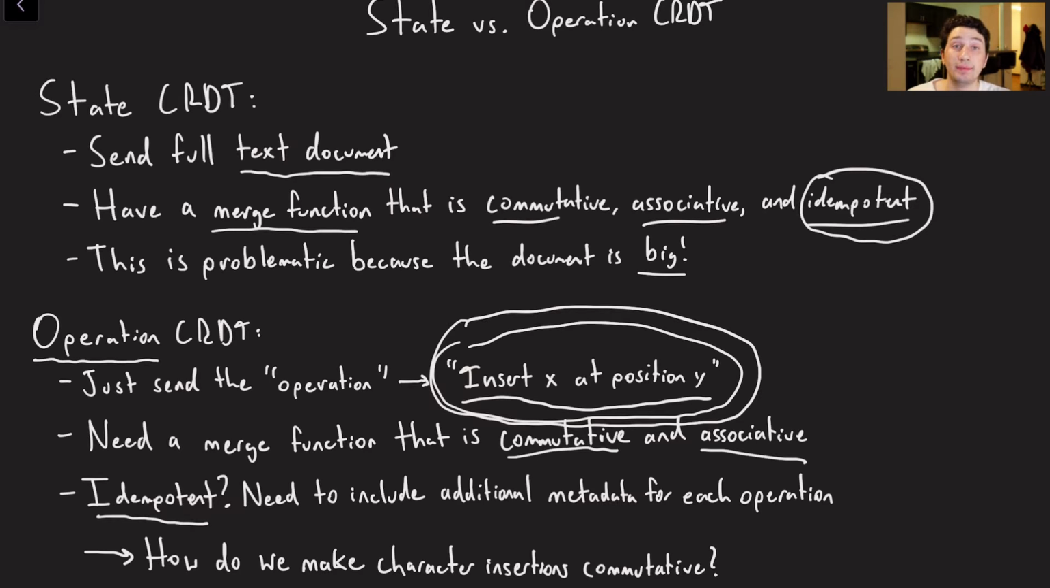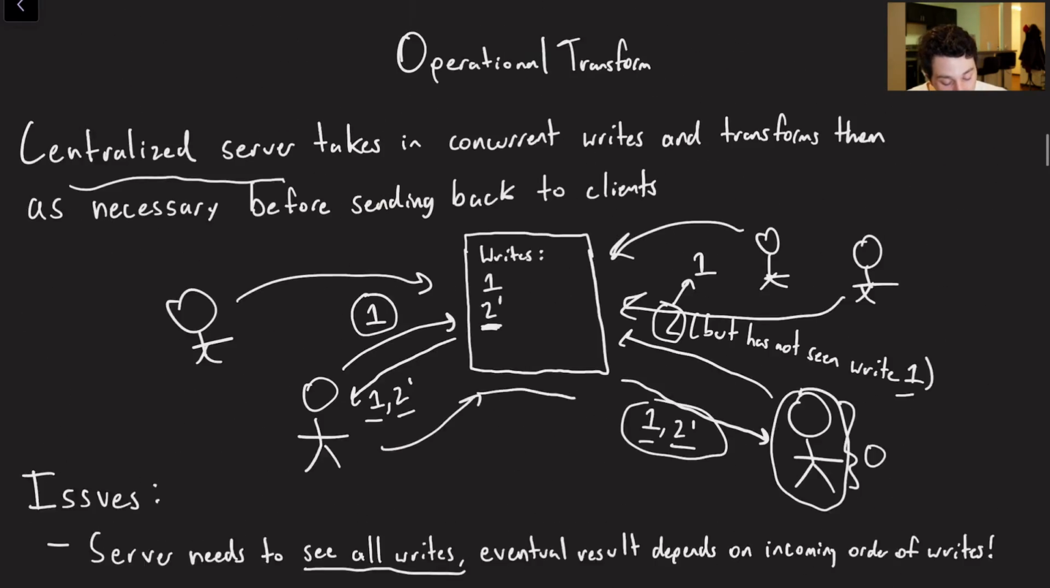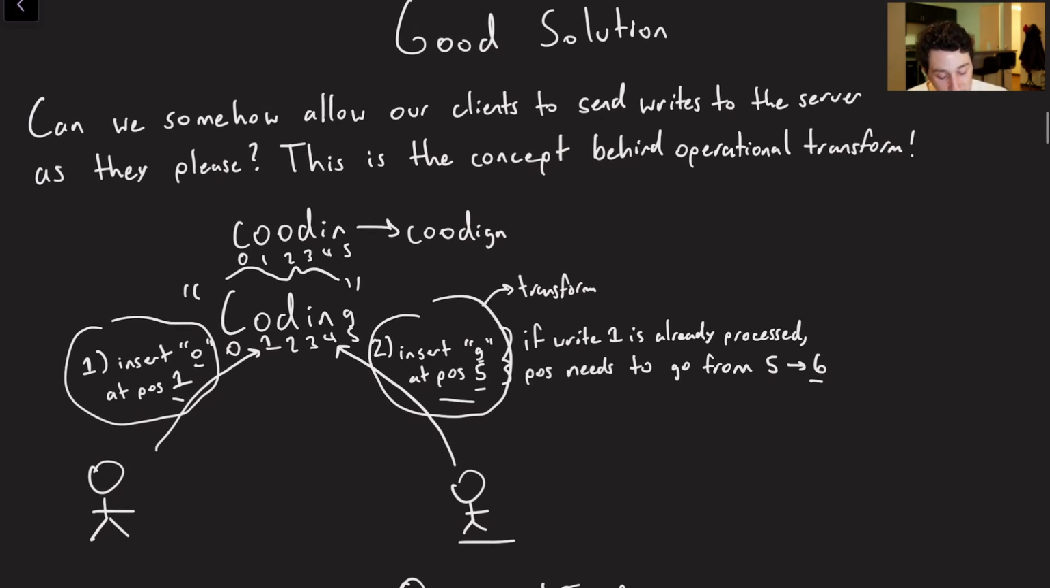So if I'm a client and I receive this insert x at position y, I don't apply it for a second time. So we're going to need some additional metadata with each one of these operations. And then additionally, the question is, how can we actually make these character insertions commutative? The problem with that is, if you recall, all the way back to our operational transform thing, it actually depends what order these guys are processed in.